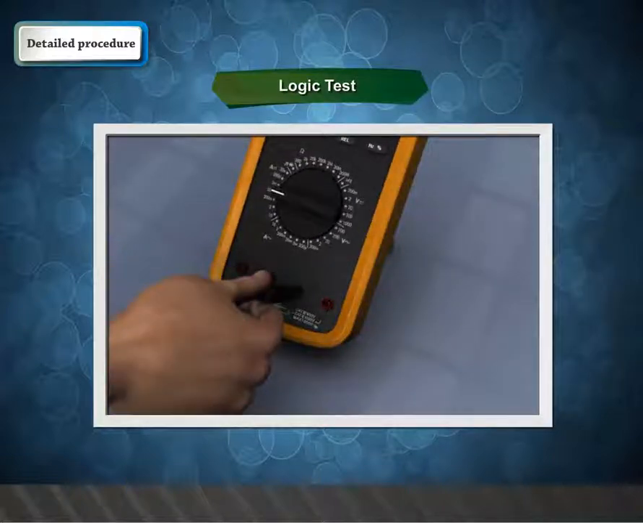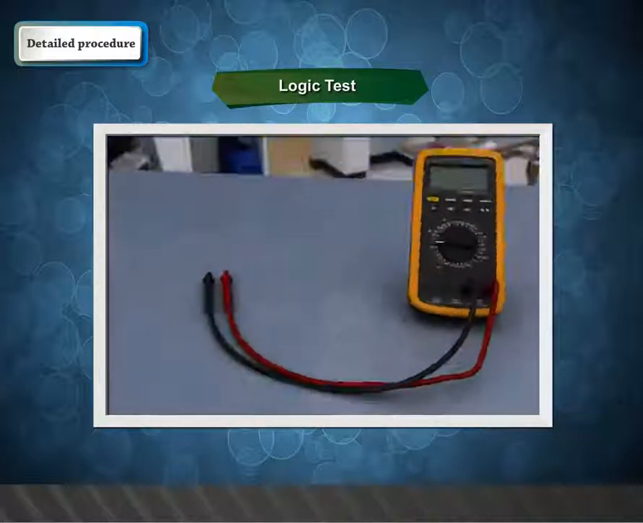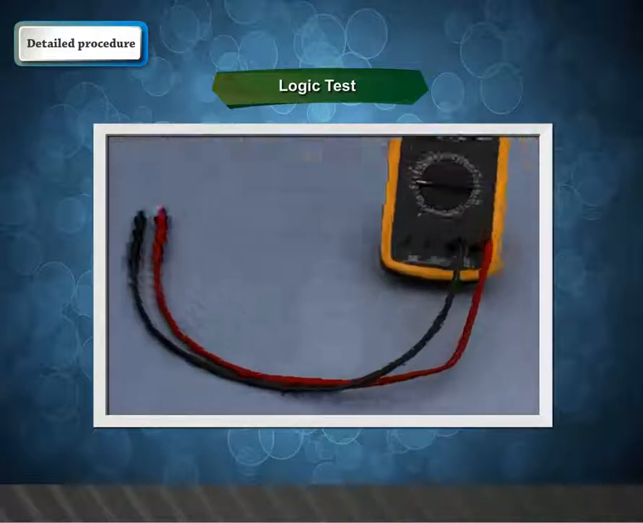Logic test. Connect the calibrator between the volt per ohm and common input terminals of the IUT.